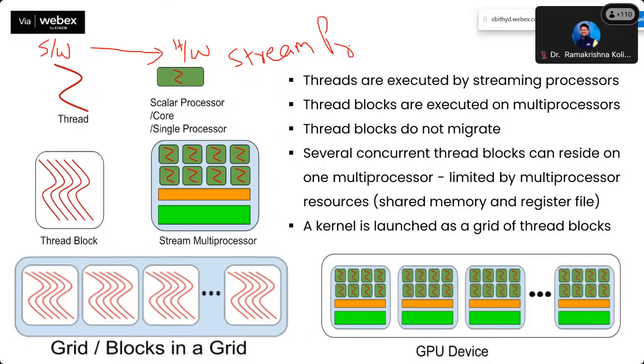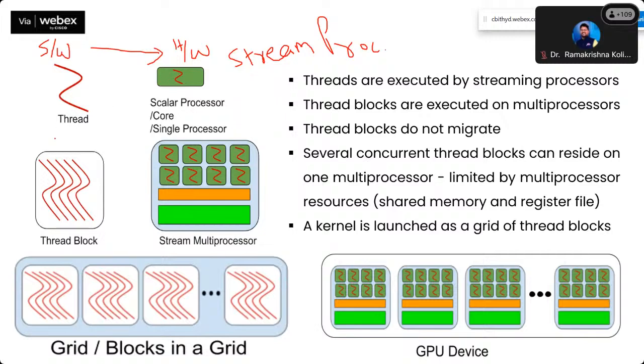In short, I'm writing it like this. Every thread is a software entity, the finest software element, or the code which is going to execute. This thread is to be mapped onto a streaming processor.